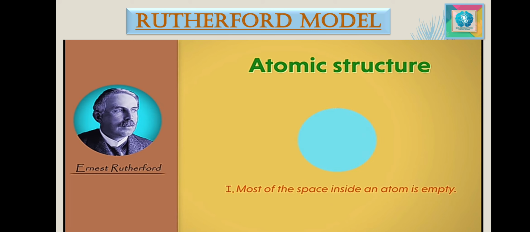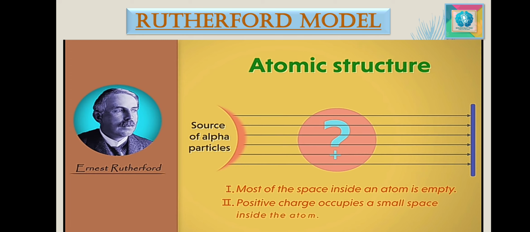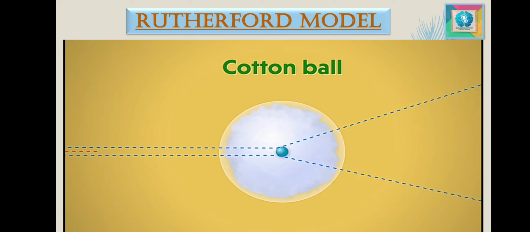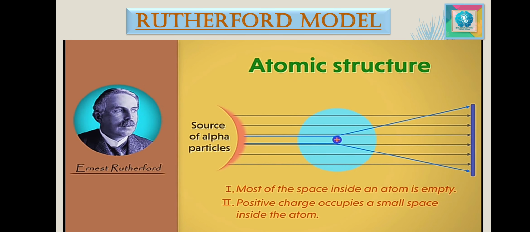So the postulates, the hypotheses given by Rutherford: the first one was that most of the space inside an atom is empty, as most of the alpha particles can easily pass through the atom and hit the detector straight. The second conclusion was that the positive charge is compactly packed in a tiny entity which occupies an extremely small space inside an atom. This point can be made clear through the second and third cases of the cotton ball experiment. The bullets get deviated on hitting the edge of the tiny sphere and will rebound when they hit the center.